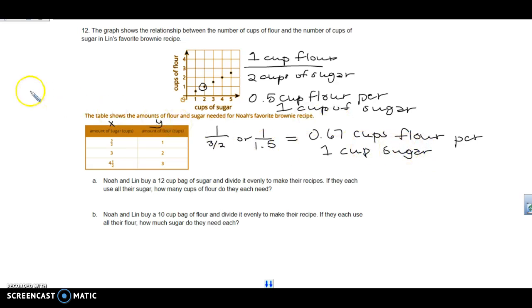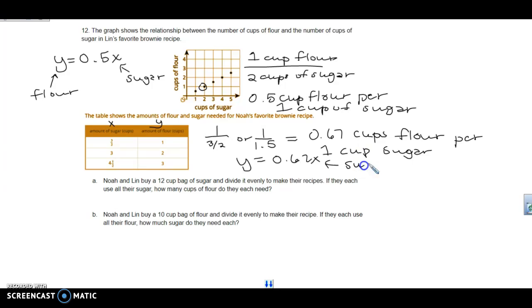And it might be helpful to go ahead and write these as equations. So for Lynn, it's going to be y equals 0.5x, where x is the sugar and y is the flour. For Noah, y equals 0.67x. Again, x is still your sugar, and y is your flour.